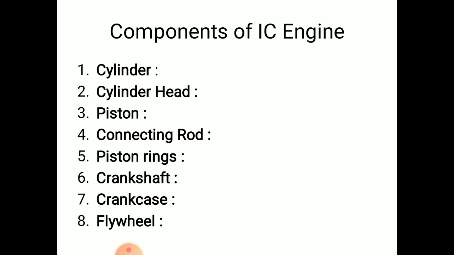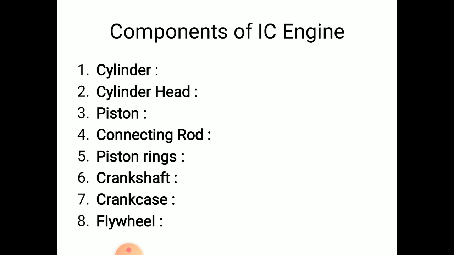Third one is piston. The function of piston is transmit the force to connecting rod, and which one is made from the aluminum. Fourth one is connecting rod. The function is transmit the force from piston to crankshaft. Which one is made from the steel alloy or aluminum alloy. Next one is piston rings. There are two types of piston rings. First one is compression ring and second one is oil ring.